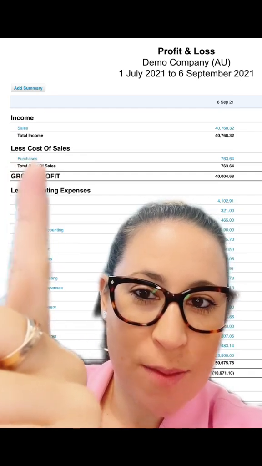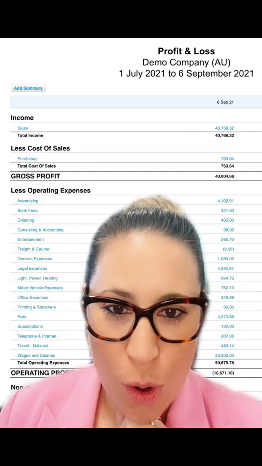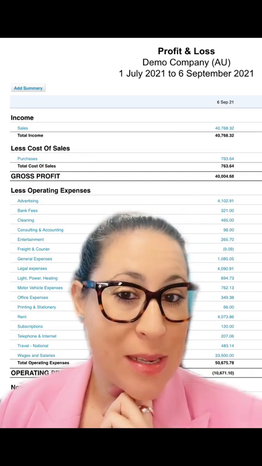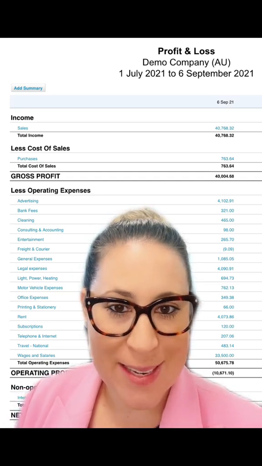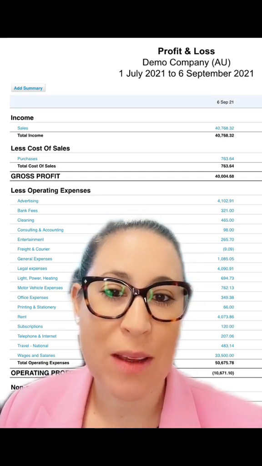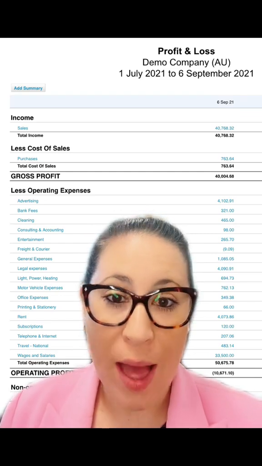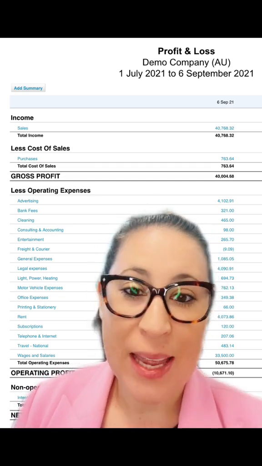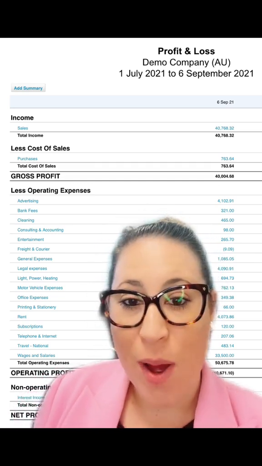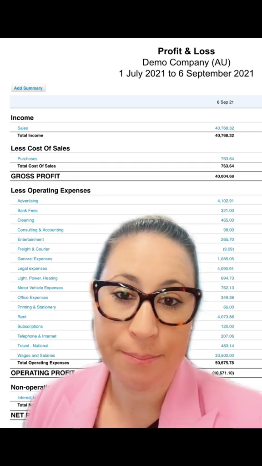The second thing we want to have a look at is your purchases, your cost of goods sold. Now, if you are a business that sells inventory or stock, it's adjusted for any stock on hand at the end of the year. This is purely to give you an indication of the actual cost of your goods sold, hence the name. If you're a service-based business, this might include things like direct labour.